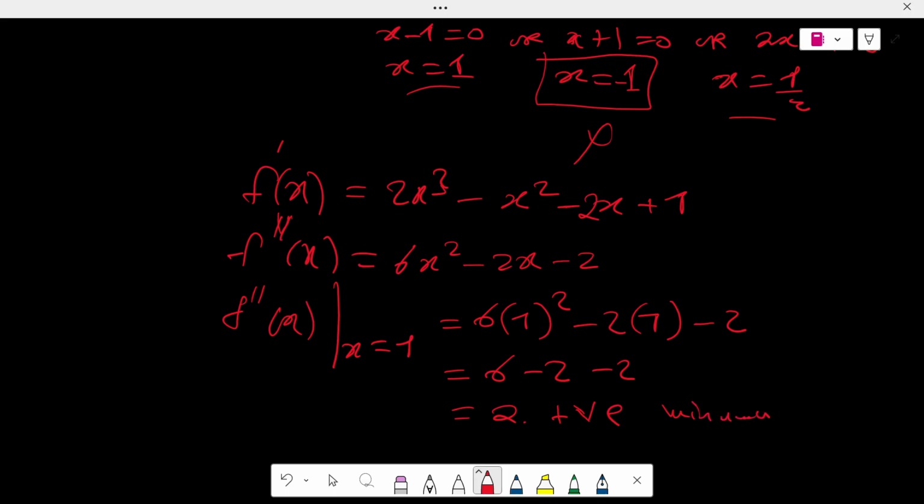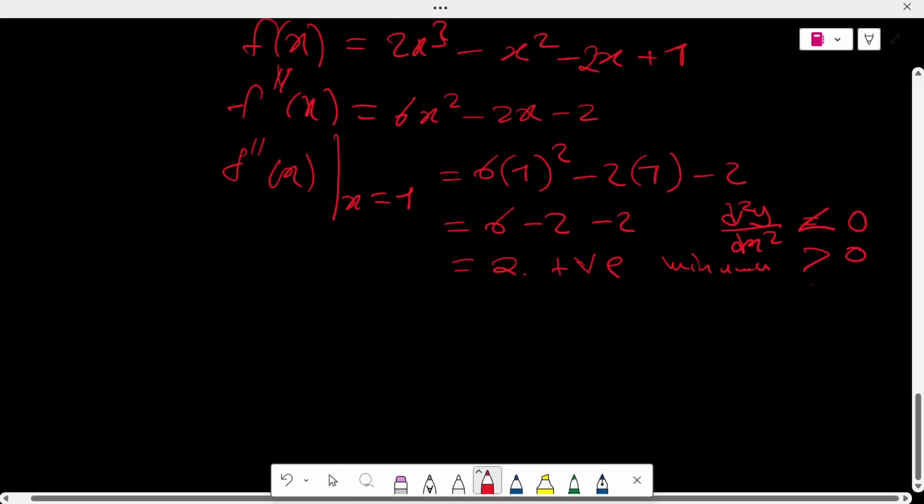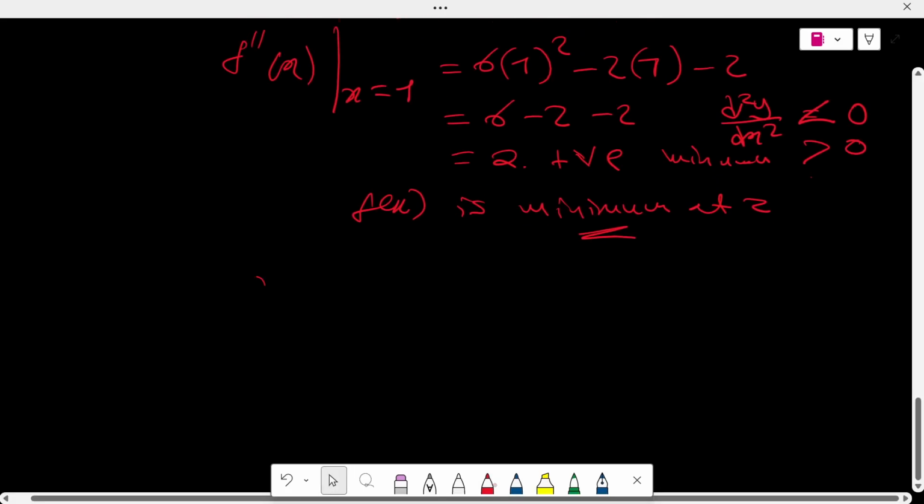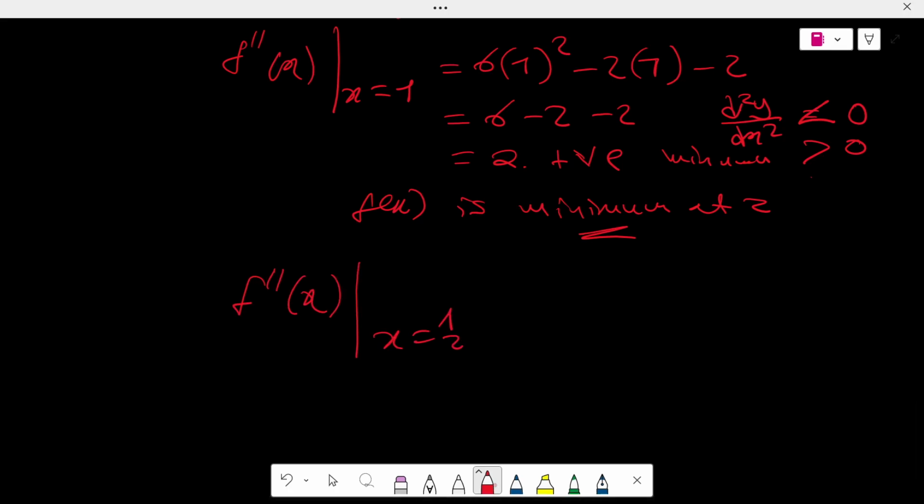Remember we said if d squared y dx squared is less than 0, then it's a maximum. Otherwise, if it's greater than 0, then it's a minimum. So here we say f of x is a minimum at 1. Then we test at x equal to 1 over 2.